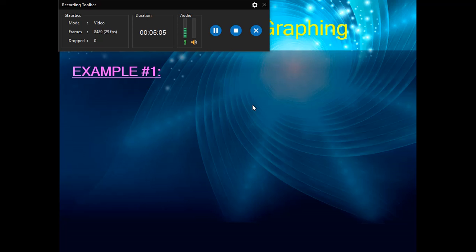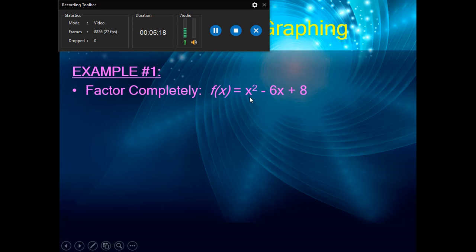Let's start with example 1. We're going to first factor this quadratic equation completely. Now, normally we don't have f of x, we will have 0. So I'm going to replace that. This method, I'm going to use product sum. I'm looking for numbers that multiply to 8, but also add up to -6. So that tells me that the factors are both negative, and I'm going to use -4 and -2.